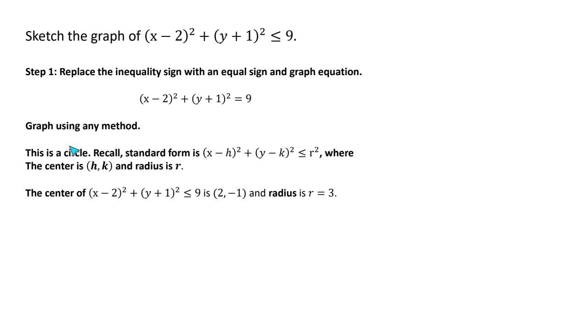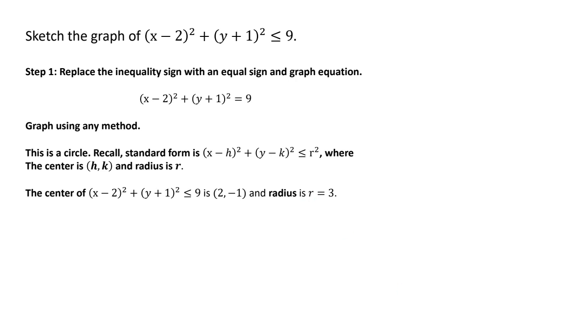And then second, we're going to graph. You want to remember the standard form, which is (x minus h) squared plus (y minus k) squared equals r squared, where the center is (h, k) and your radius is r. So in our inequality, we have (x minus 2) squared plus (y plus 1) squared less than or equal to 9. And so the center is going to be (2, negative 1), and our radius is 3.